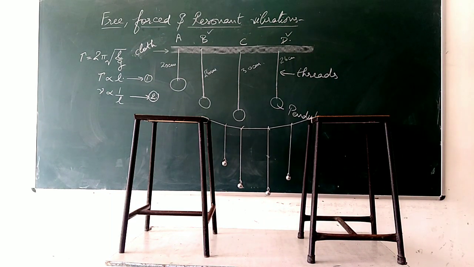So students, free vibrations have been provided to pendulum D, and it will transfer energy to B due to resonance, having same length. The pendulums C and A are experiencing forced vibrations. The pendulum D will transfer energy to B and pendulum C is the longest. Therefore, now you can see B and C are in same phase.